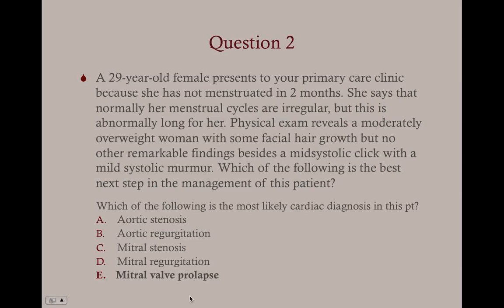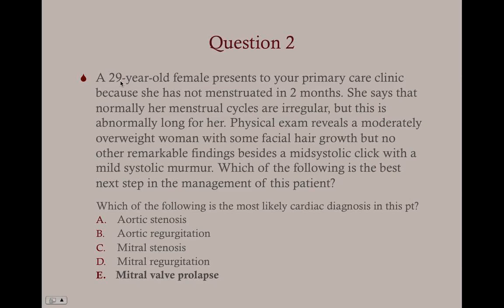So this is a patient who is pregnant, more than likely, because she hasn't menstruated in 2 months. I made this first part particularly confusing, just because I want you to know that a mid-systolic click with or without a systolic murmur, that mid-systolic click is characteristic of mitral valve prolapse. So you should be honing in on that if you're asked what the most likely cardiac diagnosis is in this patient.